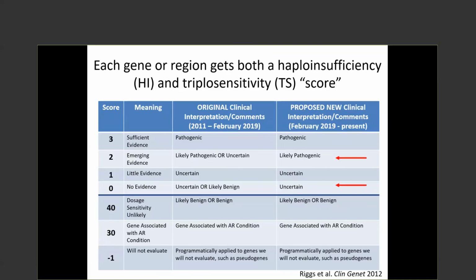And though the scores are remaining the same, one thing that's changing within the updated scoring procedures is how these scores might be utilized in the clinical context. So the main difference is that with our more stringent criteria, CNVs containing genes with a score of 2 that have been evaluated from February 2019 or later could be considered likely pathogenic.